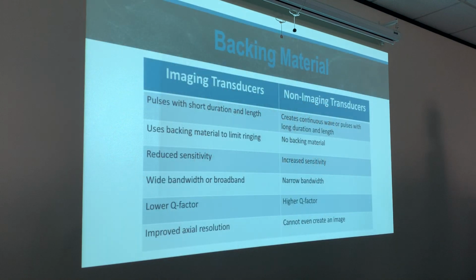So let's do a recap of the back end material, guys. When we're talking about our imaging transducers, what we use in diagnostic ultrasound, we like pulses with short duration and length. Okay, these are all characteristics of our imaging transducers. Pulses with short duration and length, of course, right?